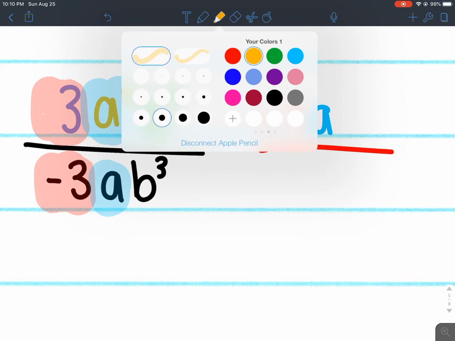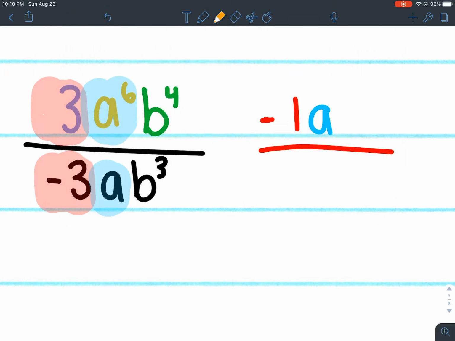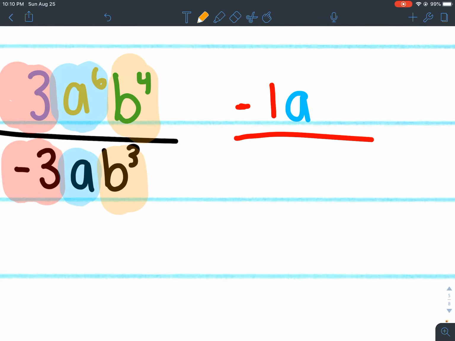Oh, that looks the same as the other one. Oh, that's because it is. Okay, we have orange, orange. Those are like bases. Where are there more b's? There's more b's in the numerator.